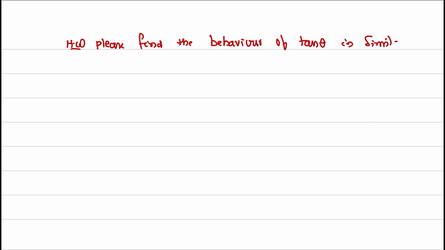Now, as homework, please find the behavior of tan theta on similar lines. These are the types of questions asked in the examination on the concepts.